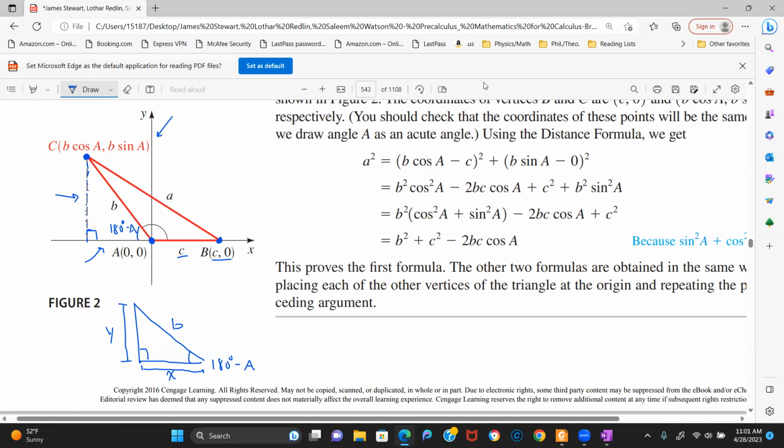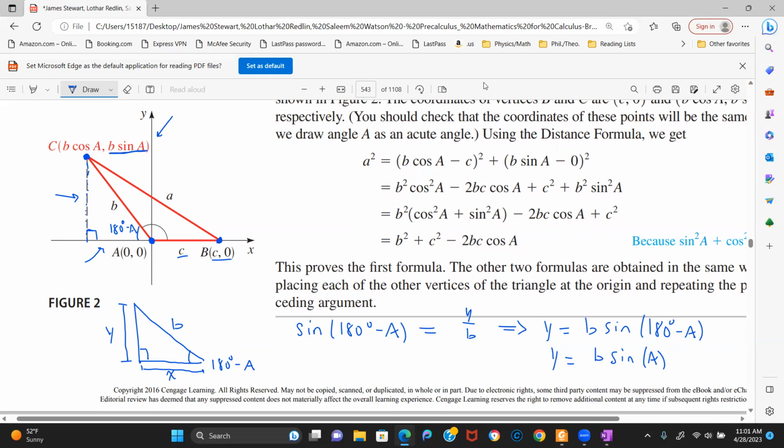So we know that, for example, sine of 180 degrees minus A is equal to the opposite, y, over b, the opposite divided by the hypotenuse. That's going to imply that the y coordinate is equal to b times sine of 180 degrees minus A. But sine of 180 degrees minus A, we saw that earlier, actually just ends up being sine of A. So that's why the y coordinate is b times sine of A.